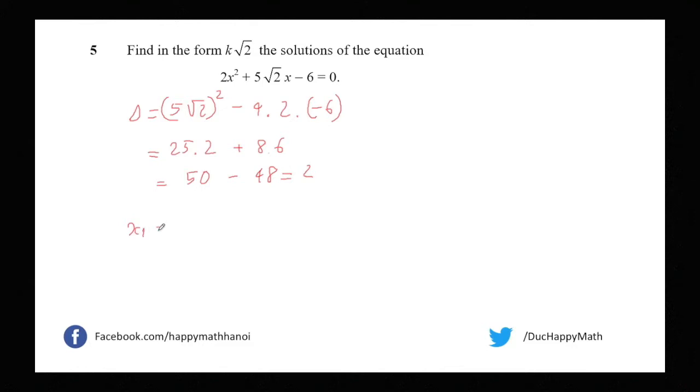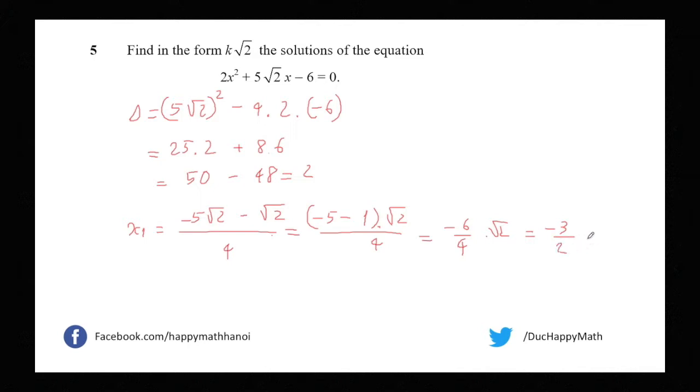So x1 will be equal to minus b, which means 5 square root of 2 minus square root of 2, divided by 4. I will change this form, it will be equal to (5 minus 1) times the square root of 2 over 4. So minus 6 over 4 times square root of 2, which means minus 3 over 2 square root of 2.